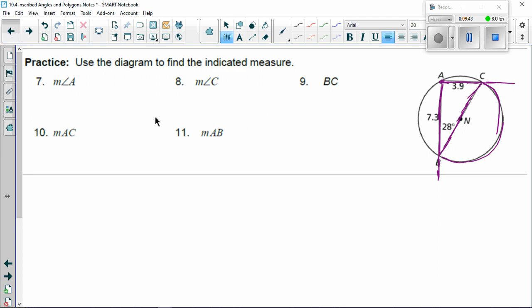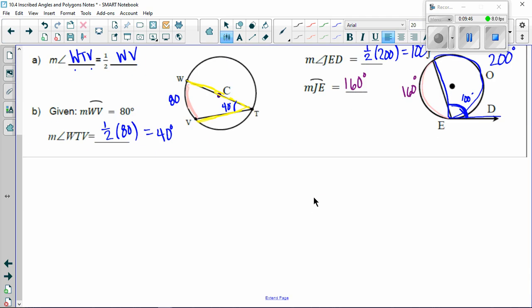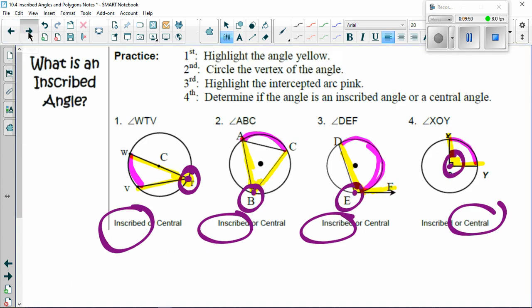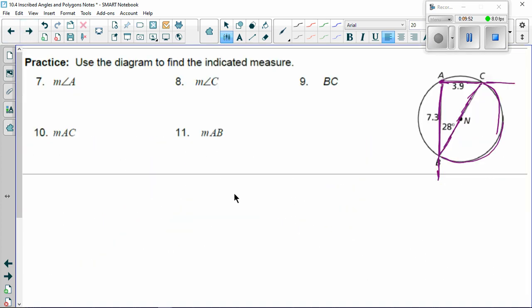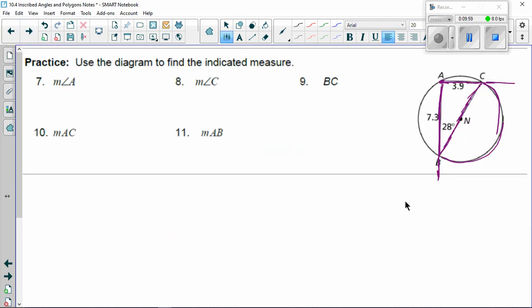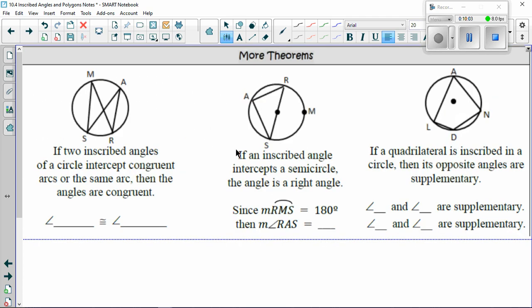I feel like I missed something. Give me one second. Okay, I feel like those should have come first. All right, so let me skip over here real quick because we need to talk about these theorems first.